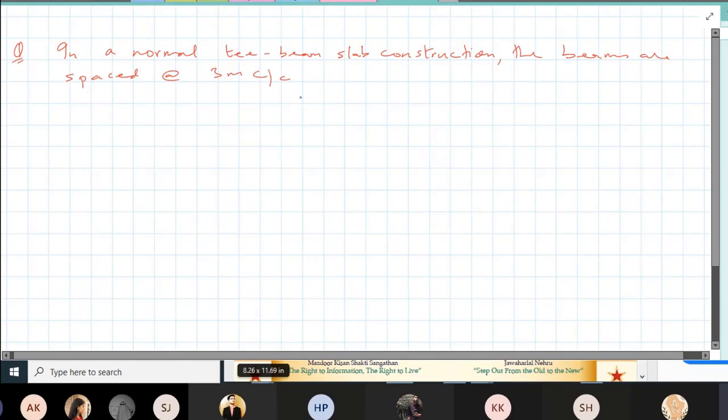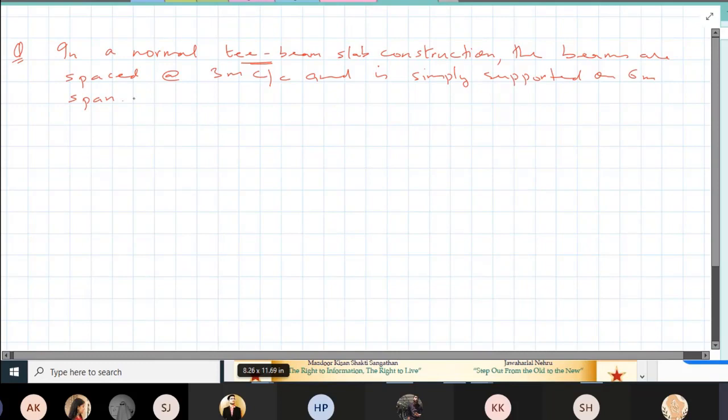We'll draw the sketch and then it becomes very clear. It's been given that you have a normal T-beam slab construction, that is, the beam and slab have been cast monolithically, and an adequate amount of slab reinforcement is embedded into the beam also. That is why it is written T-beam slab construction. It's also given that these beams are spaced at 3 meters center to center and are simply supported on a 6 meter span.